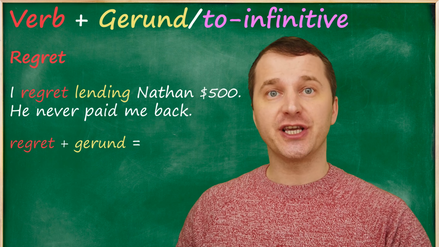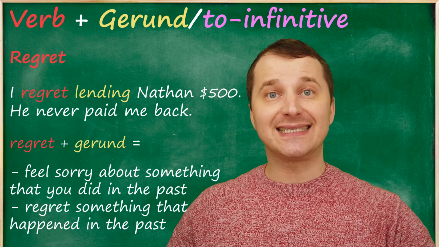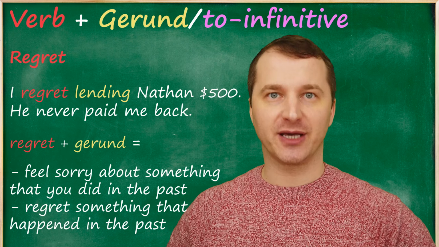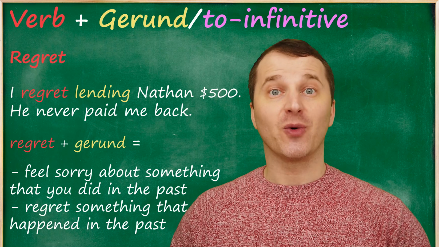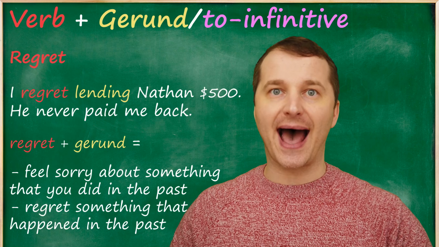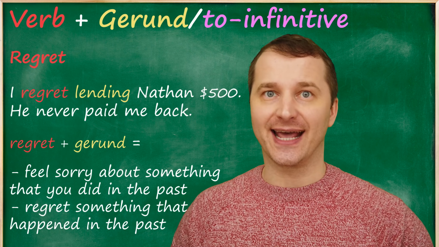Regret plus ing focuses on the past. I did something and now I am sorry about it. I am not happy about it. So I gave Nathan $500 and he never paid me back. So now I wish I had not given him that money.